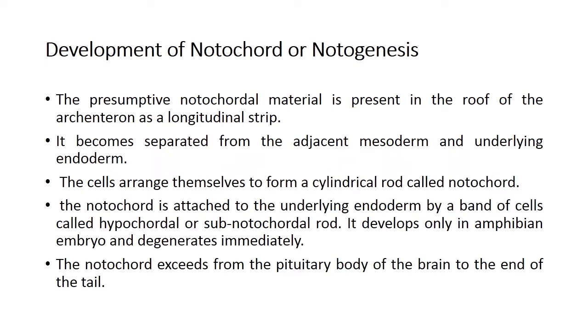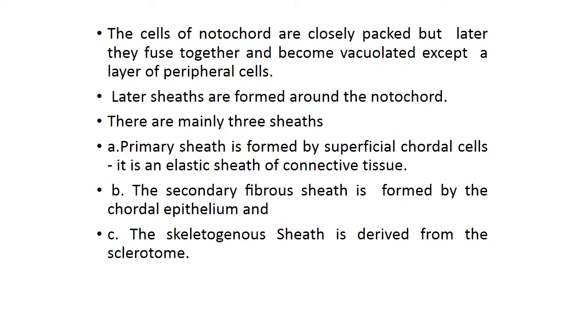The notochord extends from the pituitary body of the brain to the end of the tail, and it is found on the ventral side of the neural rod. The notochord is ventral to the neural rod but on the dorsal side of the archenteron. The cells of the notochord are closely packed, but later they fuse together and become vacuolated except a layer of peripheral cells. Later sheets are formed around the notochord, and there are three main types of sheets.